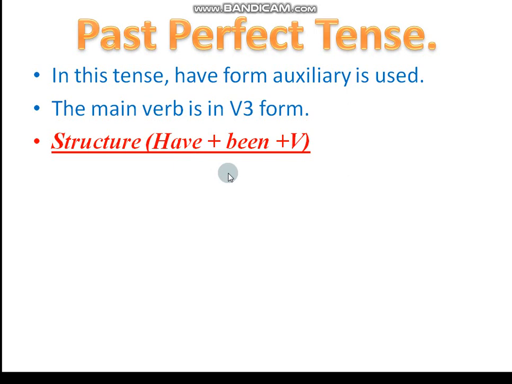If you want to understand the changing of past perfect tense into passive, the structure goes like this. First we need to use have-form, after that the word been, after that V3 form. Sorry, I forgot to mention V3 here. First we have to use have-form, then been, then V3 form. Have-form here means not have, we need to use had because of the past tense we are discussing. So we need to use only one past tense auxiliary, that is had. We need to use had, after been, after V3. So this is the structure.